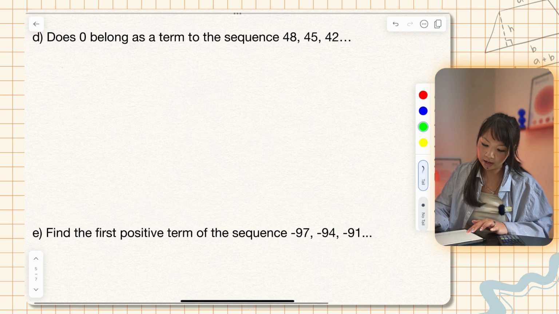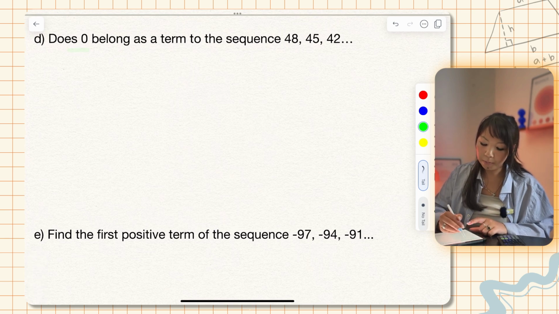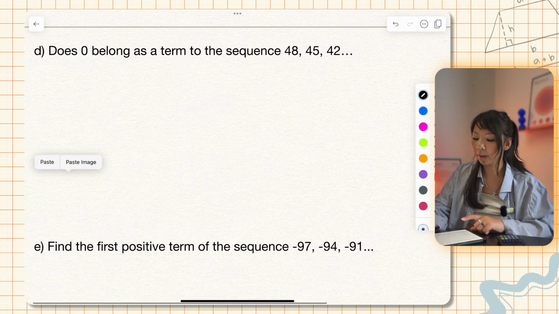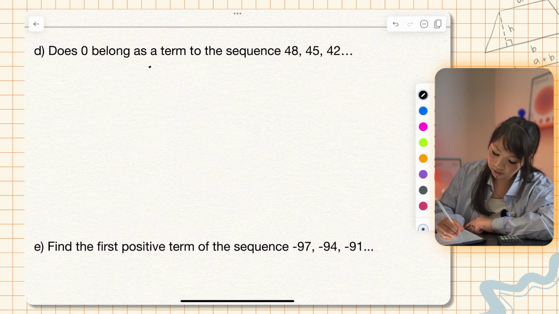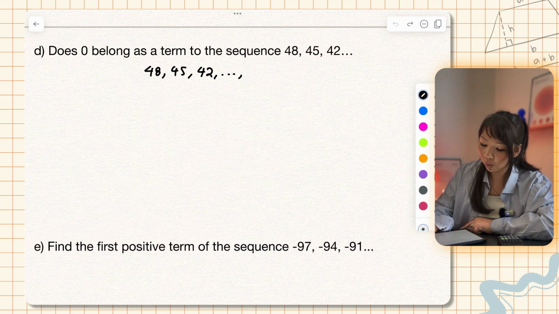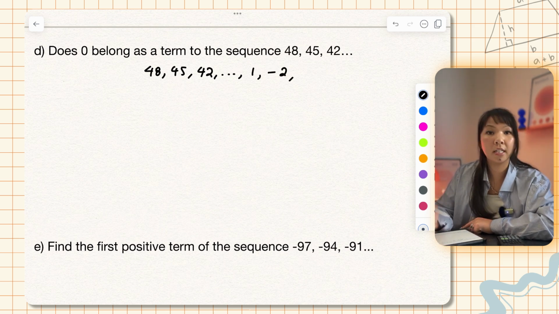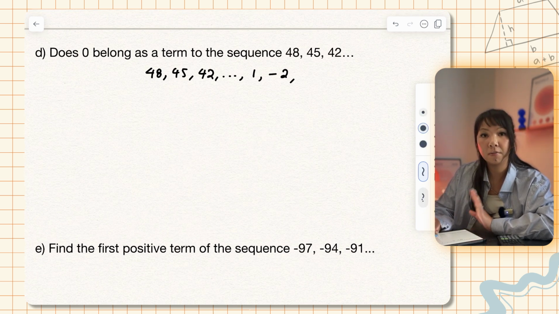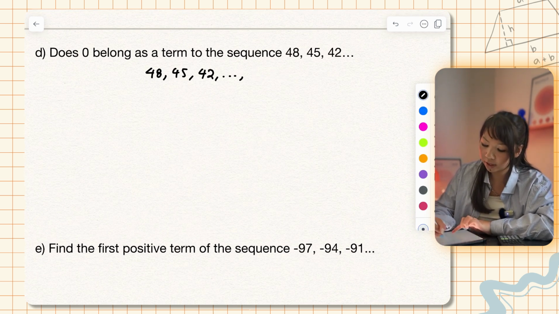Next, D. Does 0 belong as a term in the following sequence? So let's write down this sequence. Now, our job is to figure out, is 0 actually a term in the sequence? Or does it perhaps go to 1 and then go down to negative 2 and then it doesn't actually have 0 as a term?